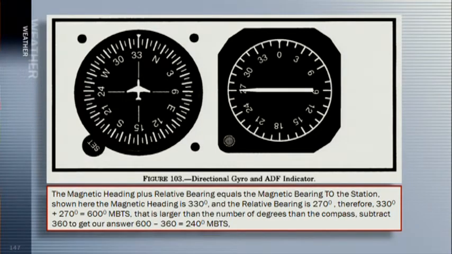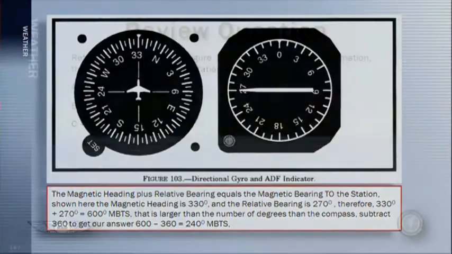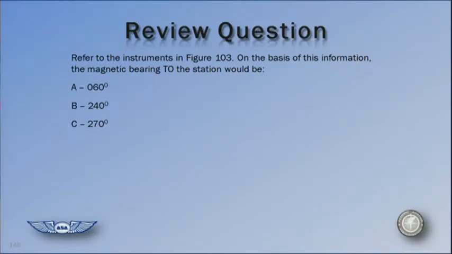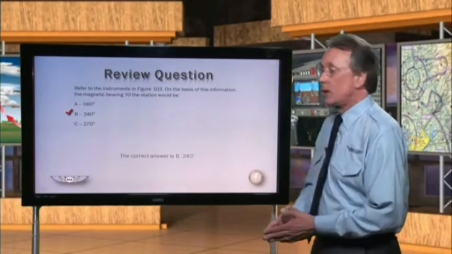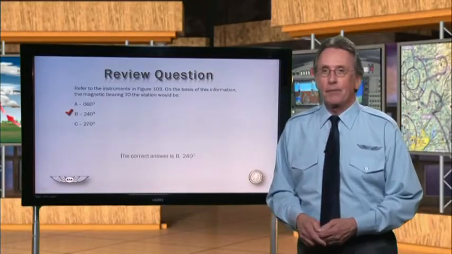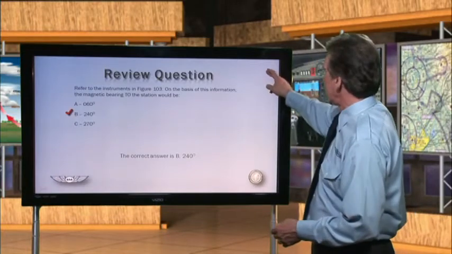Now, that's a larger number than the number of degrees on the compass. We have to subtract 360 to get our answer. 600 minus 360 equals 240 degrees MBTS. Okay, we come back to our question. The obvious answer is B, 240 degrees. Okay, moving right along to our next topic.